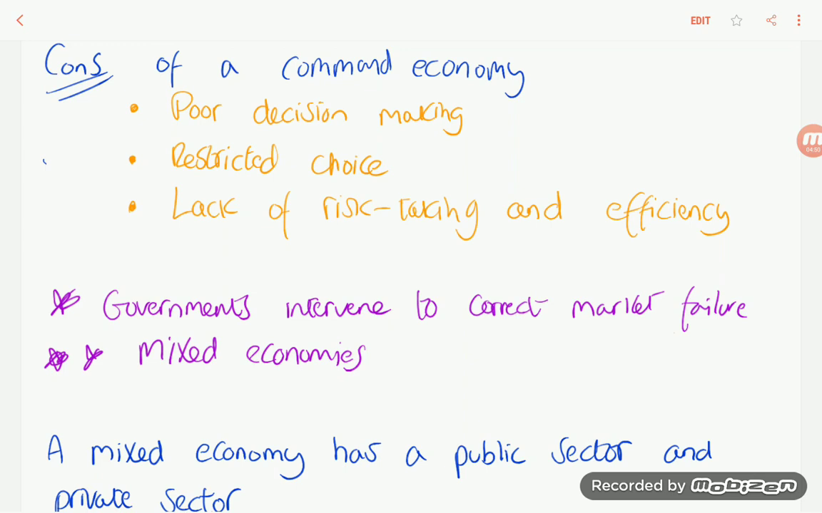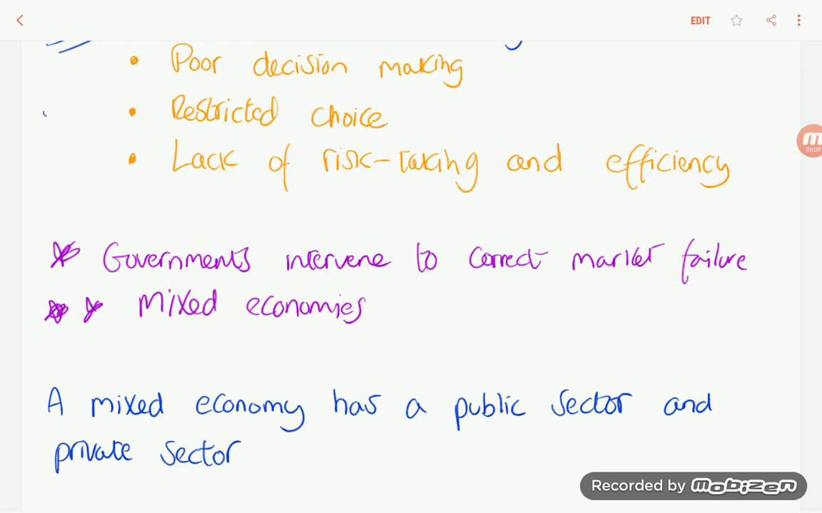Governments can also intervene in the economy by buying or providing goods or services, when both the government and market play a part in allocating resources. This is called a mixed economy, and it's worth noting that down now.